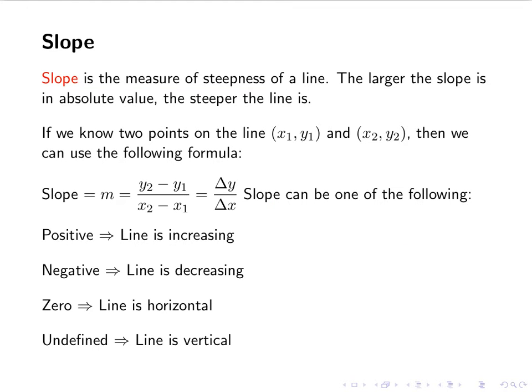So we either have an increasing line, a decreasing line, a horizontal line with 0 slope, or a vertical line with undefined slope. And typically when you say no slope, that means undefined. So there's a difference between a slope of 0 and no slope. No slope is undefined, is a vertical line. So you want to be careful when you use the word no slope. That means undefined, not 0.